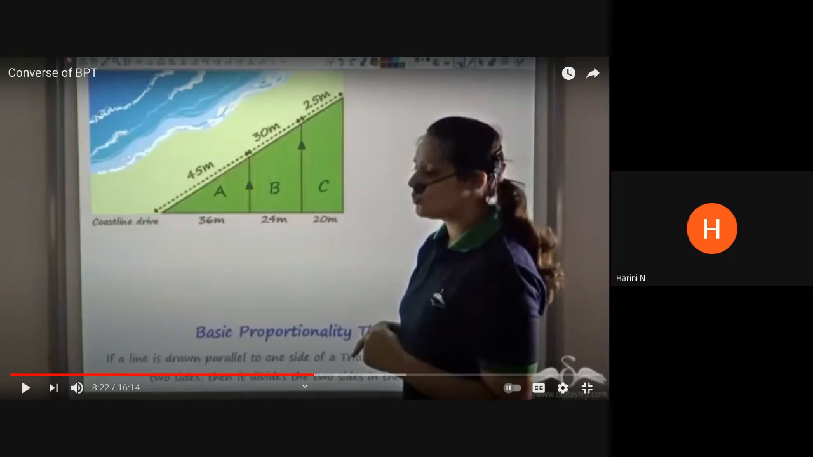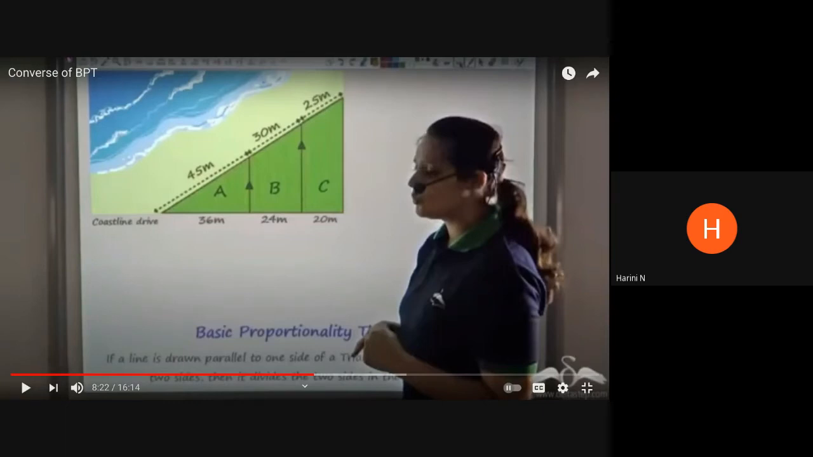Now there is something called the converse of this theorem. Can you guess what would be the converse? We just said that if a line is drawn parallel to one side of the triangle intersecting the other two sides, then the other two sides are divided in the same ratio. This is the original theorem, the basic proportionality theorem. Now, converse of a theorem means what? What was given in the original theorem will become what is to be proved in the converse. And what was to be proven in the original theorem will become given in the converse. Now, can you guess the statement of the converse of this theorem?